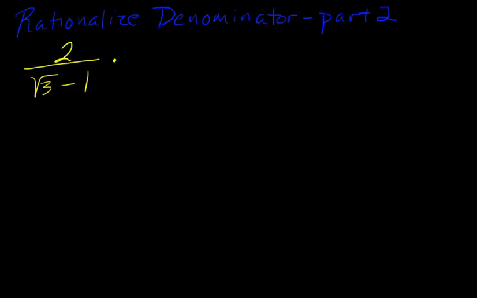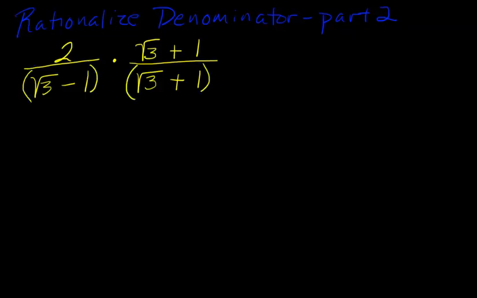3 minus 1. You will remember that what the conjugate means is that we keep the same numbers, but we use the opposite sign. So for this one, we would want to multiply both numerator and denominator by square root of 3 plus 1. Then, as we look at this, let's go ahead and see what happens when we multiply these conjugates in the denominator.